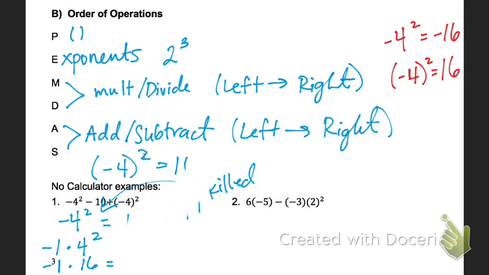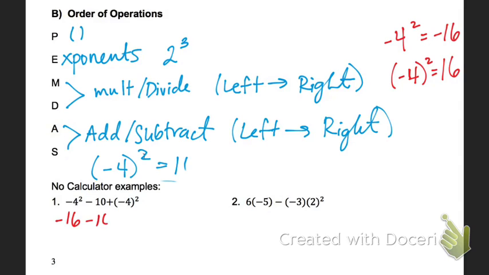So if I were to finish this out, I'm going to erase the puppy killed. I've got negative 16 minus 10 plus a positive 16. These will cancel each other out to leave just a negative 10. You've probably been doing this your whole life, aka in Algebra 1. Don't kill a puppy, that's all I'm going to say.